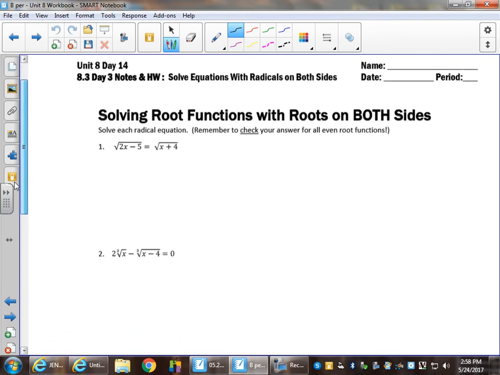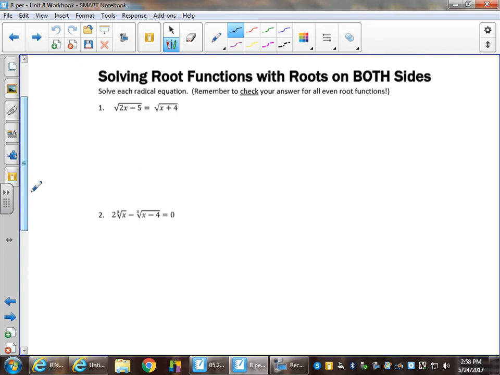So let's get started with these first two examples. Notice instead of a single radical in the equation, I have two radicals. Again, here there's two radicals. Let's start on number one. So the strategy for number one and number two, or the big idea, is that you want a radical on each side of the equal sign.